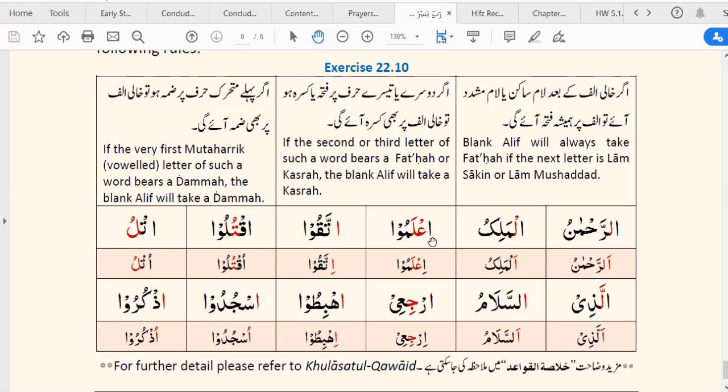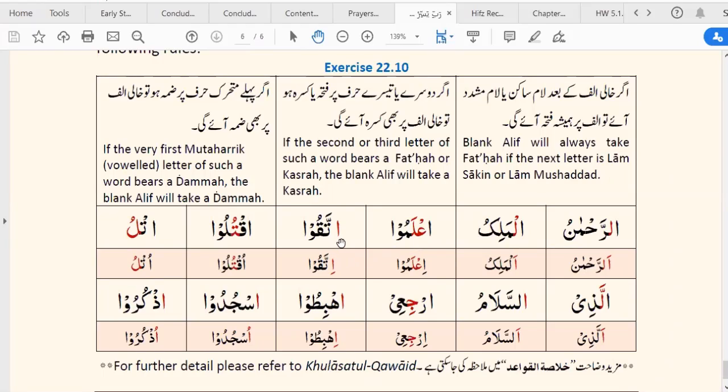So I'll explain it again. We look at the first letter with a stroke, which is a fatha. We don't count the sukoon. We go to the next one, it's a fatha. And if the first letter is a fatha, then the blank alif will get a kasra. So could you read this for me, please, with a kasra? Lamu. Beautiful, mashallah. Very good.